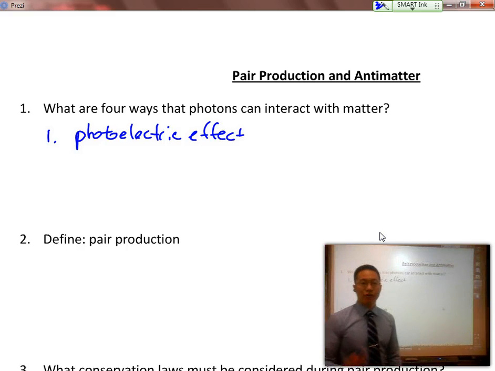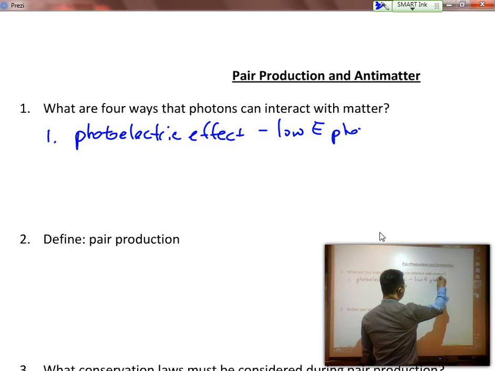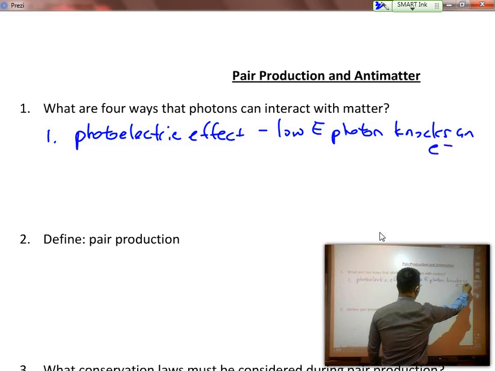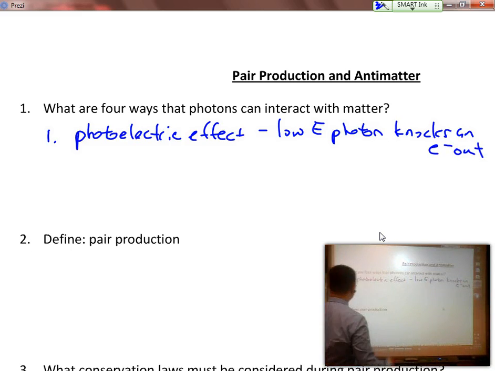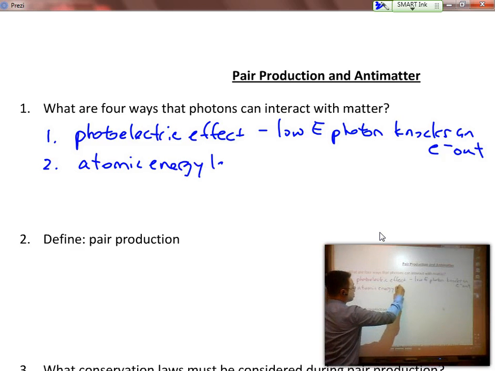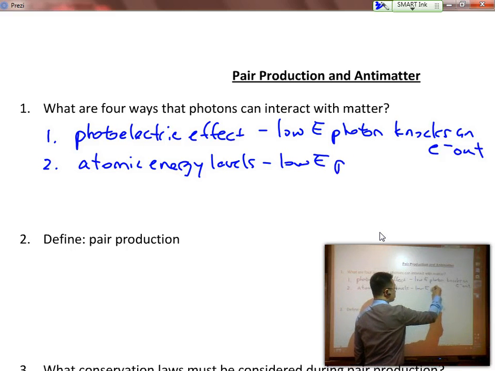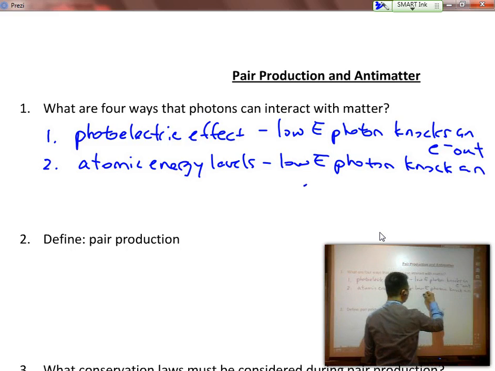where a low energy photon knocks an electron out. Okay. We've also spoken about the Bohr model and the atomic energy levels, which also deals with low energy photons knocking an electron to another energy level.